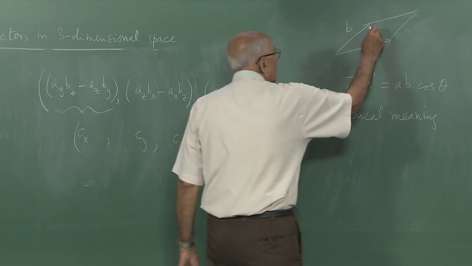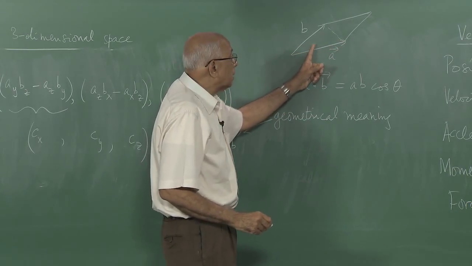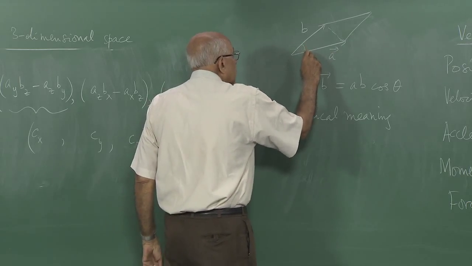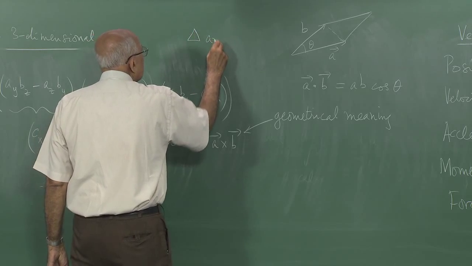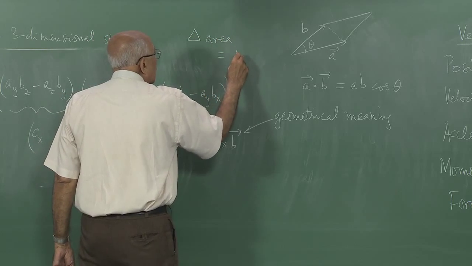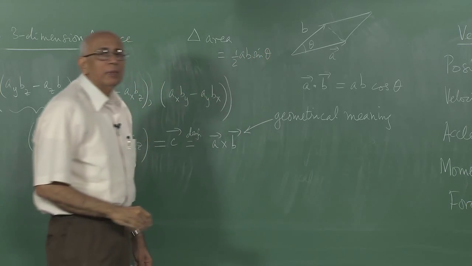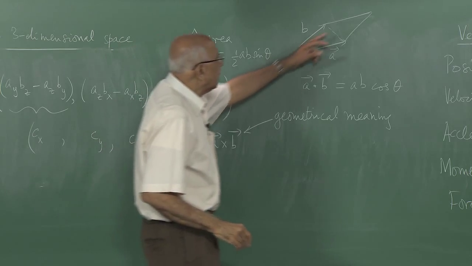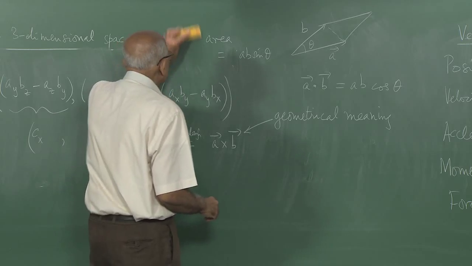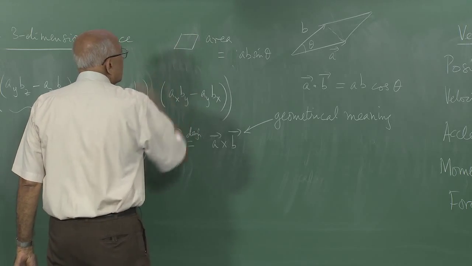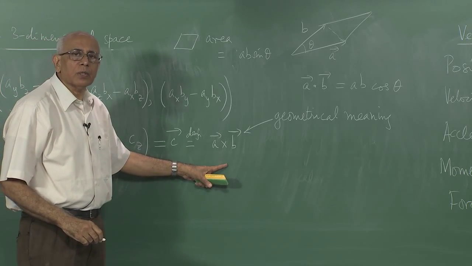You are already aware of the fact that if I took this triangle, the diagonal here, this area is equal to that area, and if this angle is theta, then the area of the triangle is equal to half A times B times sine theta. We know that from elementary geometry, and of course the area of the parallelogram is twice that, so the half goes away here, and the parallelogram area is equal to AB sine theta, and that is exactly what the modulus of A cross B is.